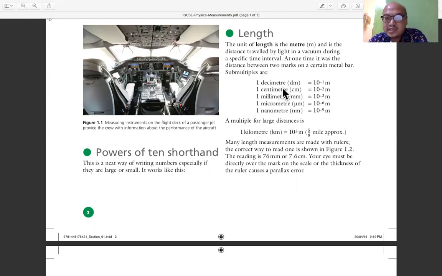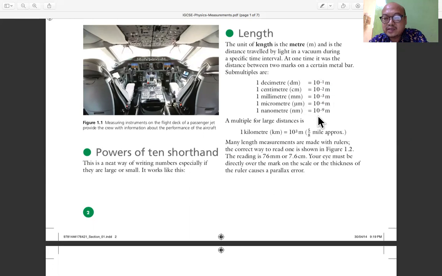Now about decimeter, dm. A decimeter is 1/10 meter; this is based on the ratio with the meter. A centimeter is 10 power minus 2 meter, because 1 meter is the same as 100 centimeters, or 1 centimeter equals 1/100 meter. Then 1 millimeter is 10 power minus 3 meter, micro is 10 power minus 6 meter, and nano is 10 power minus 9.